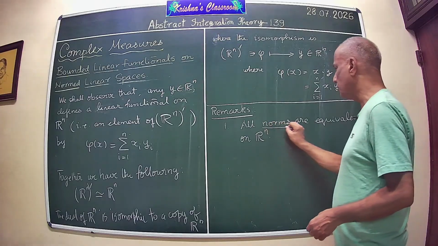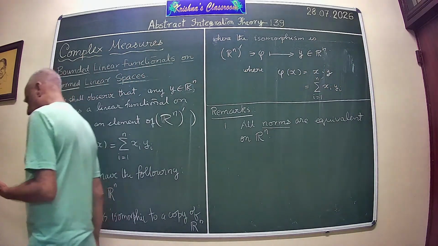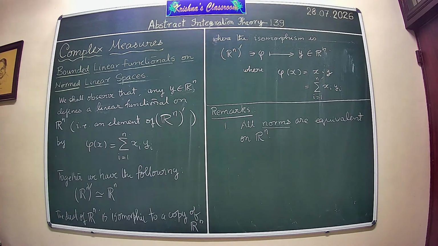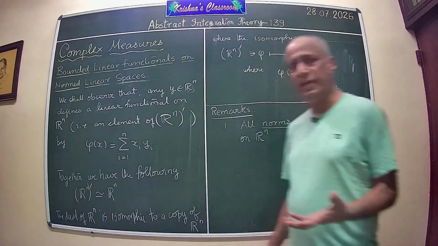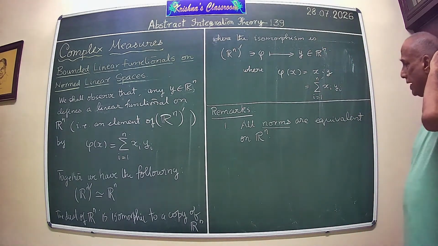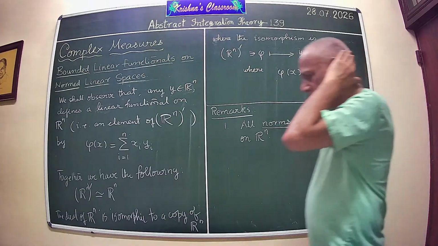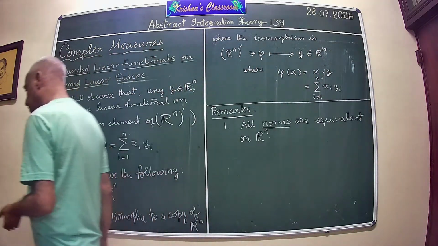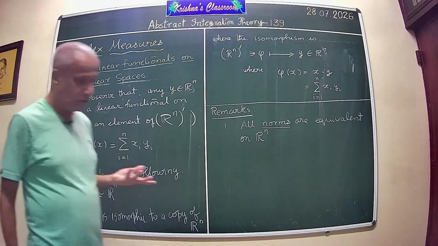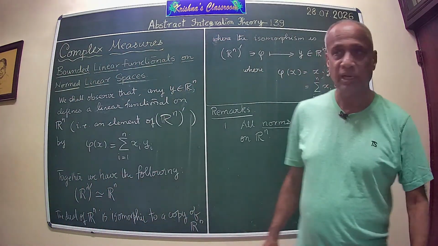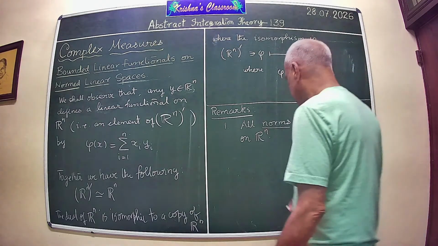Norm endows the space with a metric, and that metric defines a topology. Therefore, Rn becomes a topological space once you choose a norm. Now, there are different ways in which you can choose the norm on this space, and the most common one is the usual L2 norm. The other norms are, in general, these are all norms on this.